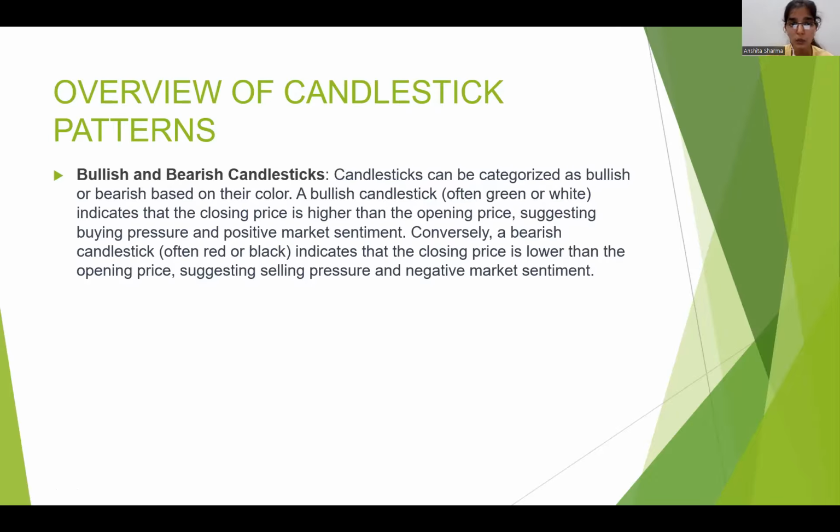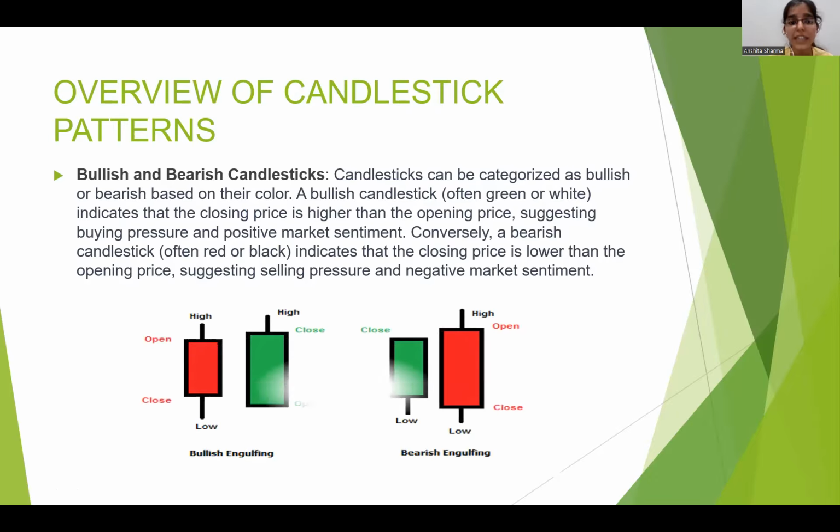So we have two types of candlestick patterns, that is bullish and bearish. Candlestick can be categorized as bullish or bearish based on their colors and their pattern. This is the bullish, and this is bearish. A bullish candlestick, often green, or you can sometimes find it in white color as well, indicates that the closing price is higher than the opening price.